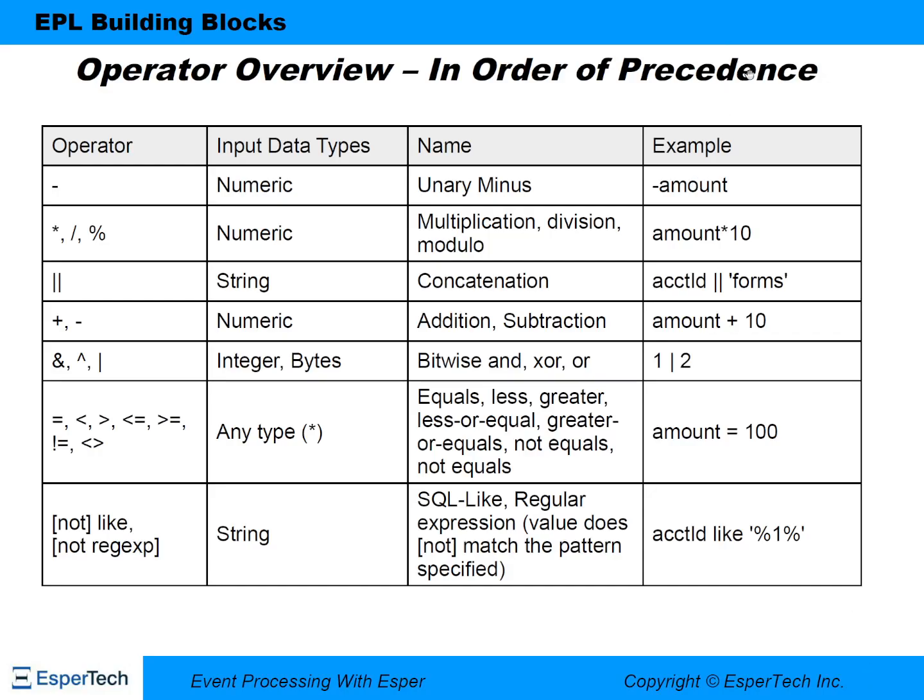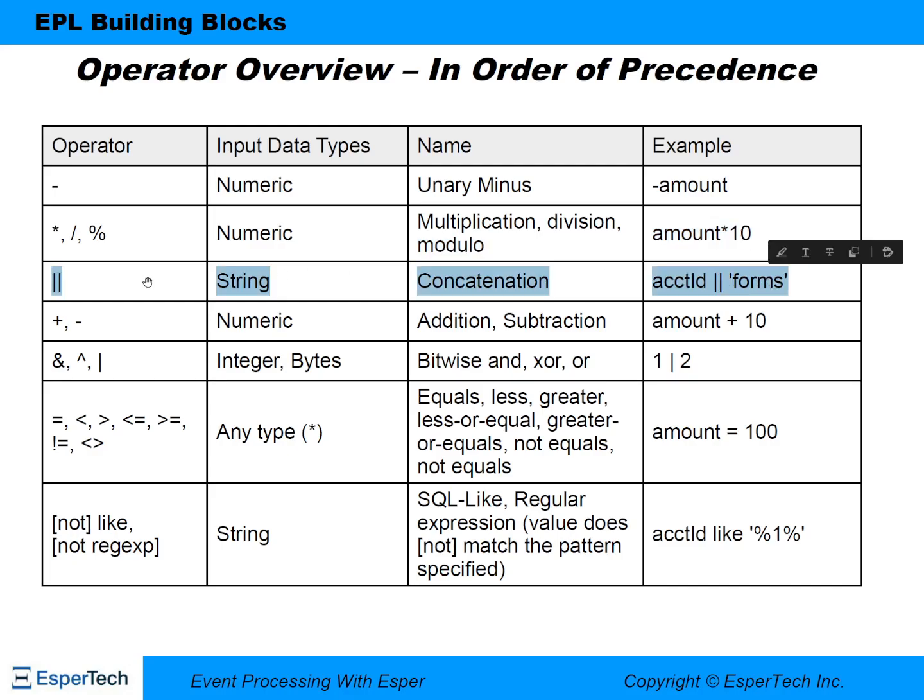This slide and the next slide summarize most of the operators. The table lists operators in the order of precedence, with the highest precedence operator first. The minus operator applies to numeric input types. It is a unary minus. For instance, minus amount. The multiplication, division and modulo operators apply to numeric input types. For instance, accountId times 10.